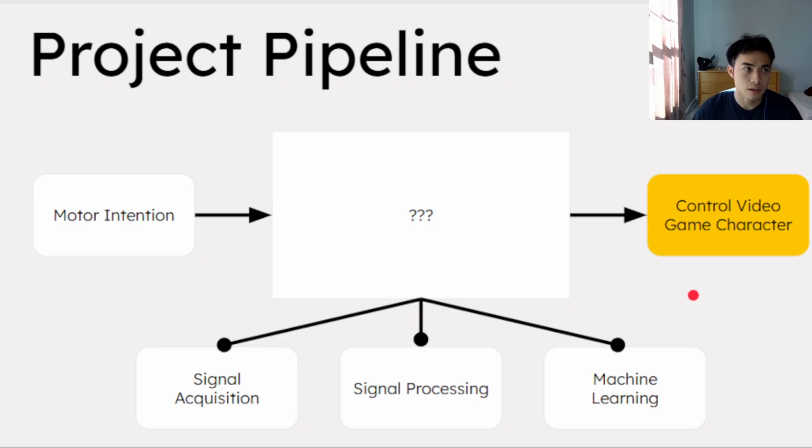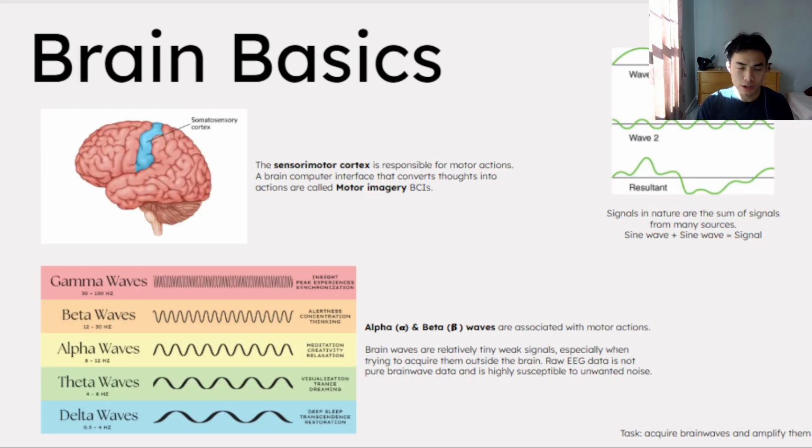The steps we need to take to go from thinking about an action to controlling a video game character are, first, getting the signal, which is the signal acquisition part, and then, as we'll learn, it's not as easy as we think. So we need to do some processing of that signal to get purely the brain wave, and then use that brain wave to label it as left or right hand. But before we can get the signal, I'd like to give you the basic knowledge on where this brainwave comes from and how the brain works, and also the nature of EEGs in general.